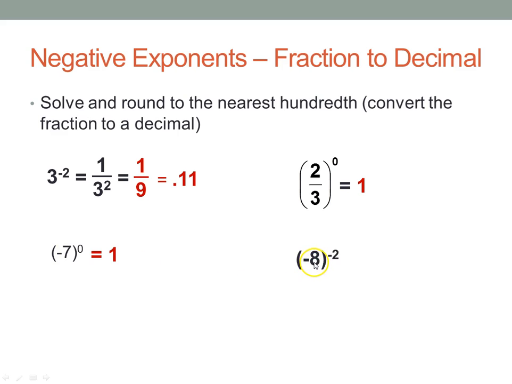We have negative 8 to the negative 2 power. So we need to take the reciprocal of that, right? So we're going to have 1 over negative 8 squared. And when you multiply two negatives, it becomes a positive. So that's 1 over 8 times 8, which is 1 over 64. But now let's change it to a decimal, and I get 0.02. It would be my decimal rounded to the nearest hundredth.